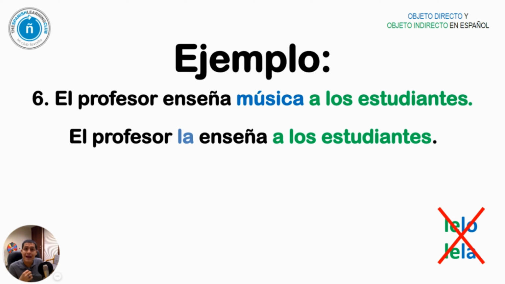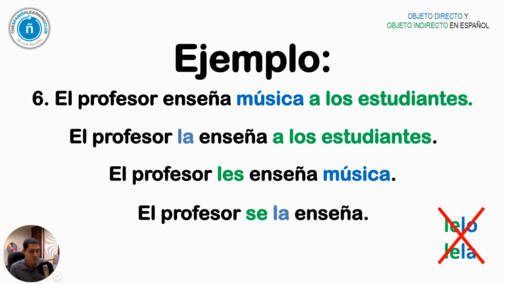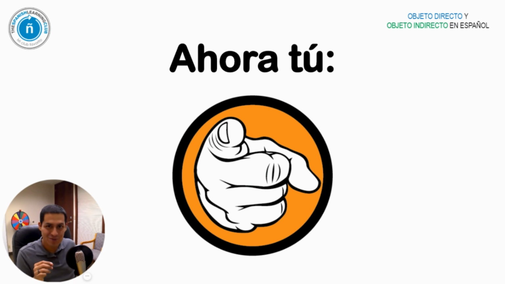Now let's replace a los estudiantes. We will have el profesor les enseña música. Les, a los estudiantes. Now we need to replace both the direct and the indirect object with the direct and the indirect object pronouns. Yes, we won't put les, la. We need to replace les for se. So we will say, el profesor se la enseña. Yes, ahora tú. Now you.